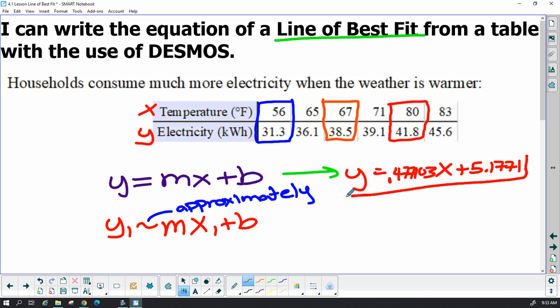And even though that looks messy, there's decimals, it's not really appealing to your eyes, this is the equation of a line that best represents the relationship that we see between temperature and electricity. This is called a line of best fit. So we've created a scatter plot using a table. We use that table to get the equation of a line of best fit. And that line of best fit best represents the information in our table. And for our purposes today, that's our goal, is to be able to get this equation.